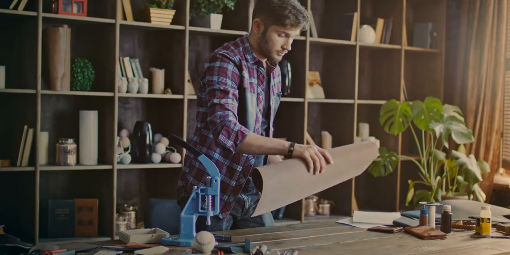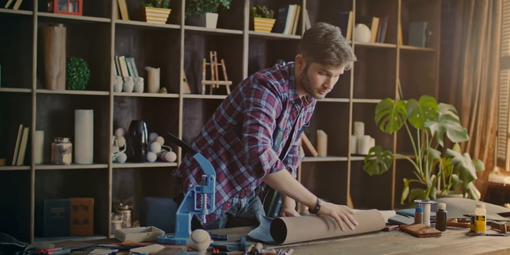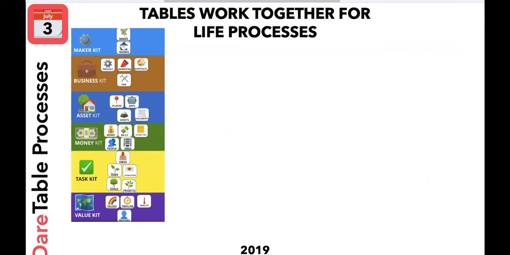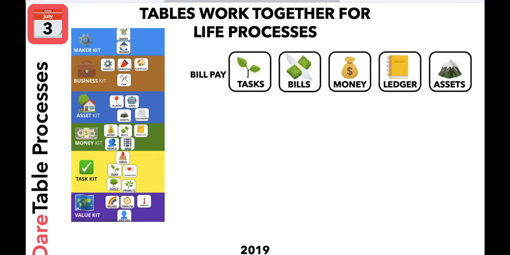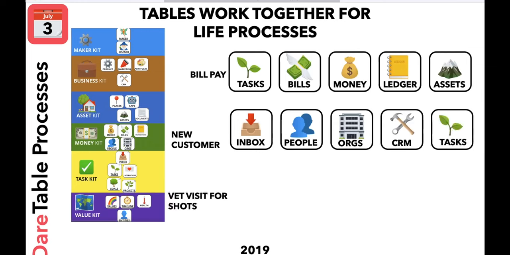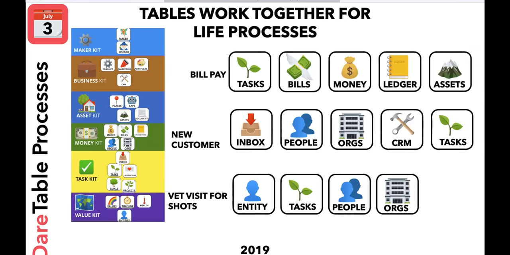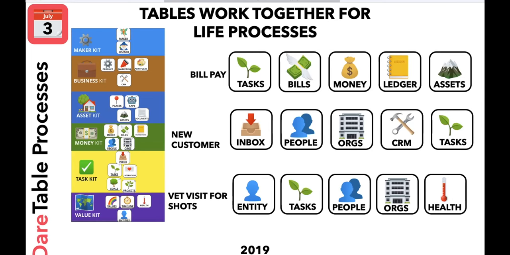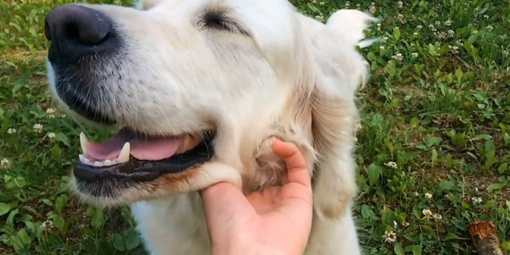Business Kit, which had our two works and businesses, all the different things we needed to run that. And then these kits and tables actually started helping us by stringing them together and running our life through them. So if you think about a new customer, if you're a small business, there's ways that that works through the process. If you think about shots for your dog, there's ways that works. So Sunny's the entity. The task is quarterly or yearly vet shots.